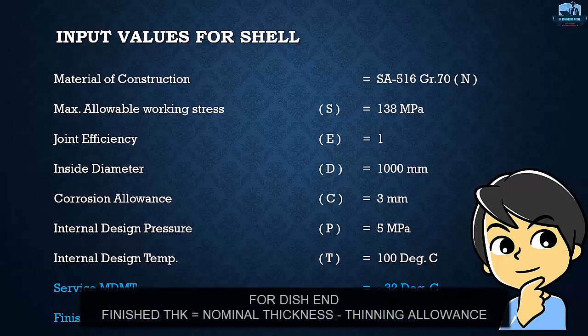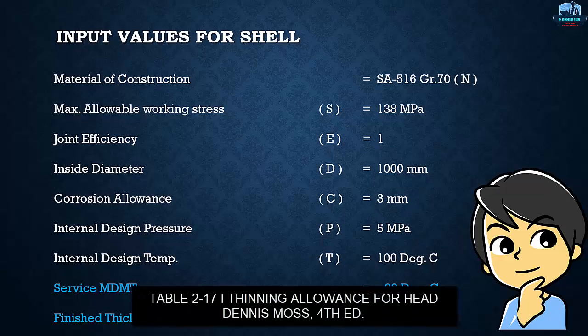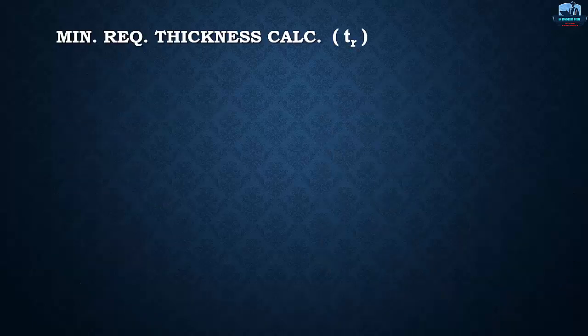In such cases, the finish thickness is calculated as nominal plate thickness before forming minus forming or thinning allowance. Generally, the forming or thinning allowance is considered to be 10%, but this can vary from vendor to vendor. For reference, you can consult table 2-17, thinning allowance for heads, from Dennis Moss. However, it's always good practice to consult with the dish end manufacturer to confirm the specifics. Now let's move on to the calculations.